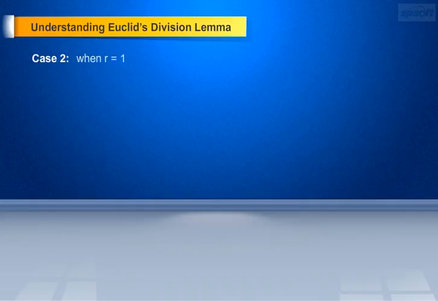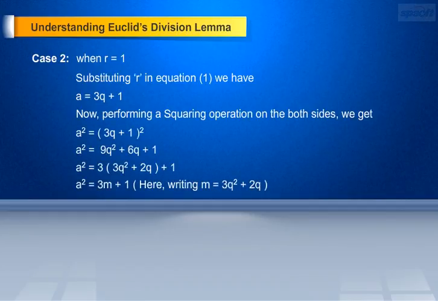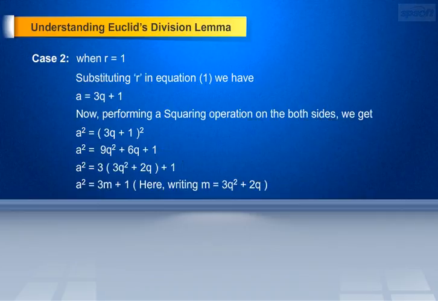Case 2, when r equals 1. Substituting r in equation 1, we have a equals 3q plus 1. Now, performing a squaring operation on both sides, we get a square equals (3q plus 1) whole square. Recall the identity, (a plus b) whole square equals a square plus 2ab plus b square. Here a equals 3q and b equals 1. a square equals 9q square plus 6q plus 1. a square equals 3 into (3q square plus 2q) plus 1. a square equals 3m plus 1, here writing m equals 3q square plus 2q.